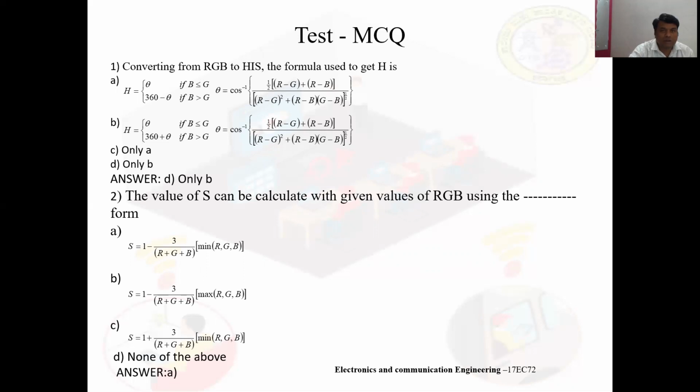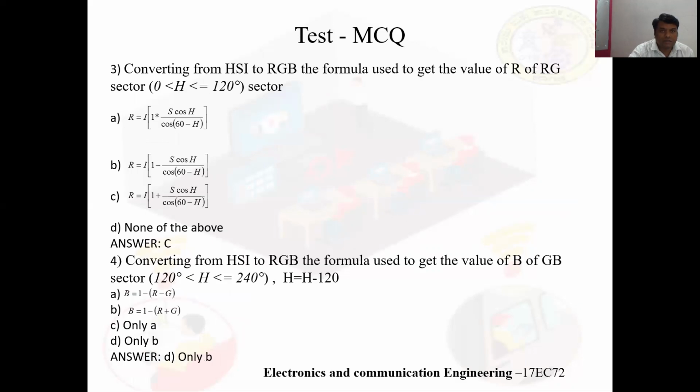The value of S can be calculated with the given values of RGB using the following formula. That is, S is equal to 1 minus 3 by (R plus G plus B) into minimum of R, G, B. That is A. Converting from HSI to RGB, the formula to get the value of R in the RG sector, which is between 0 and 120 degrees, the answer is C, that is R is equal to I into (1 plus S cos H by cos of (60 minus H)).